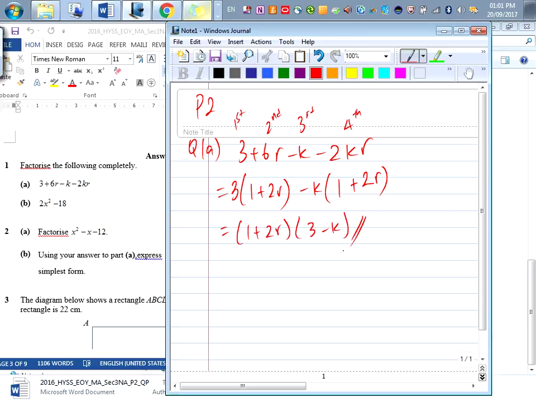Are there any other common factors between these two? Some basic questions, a giveaway, better get it correct. Any questions for this?